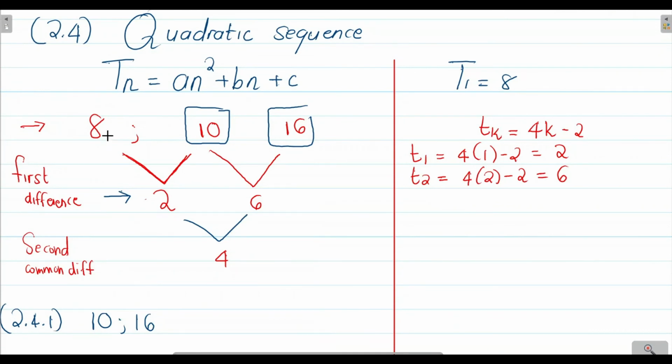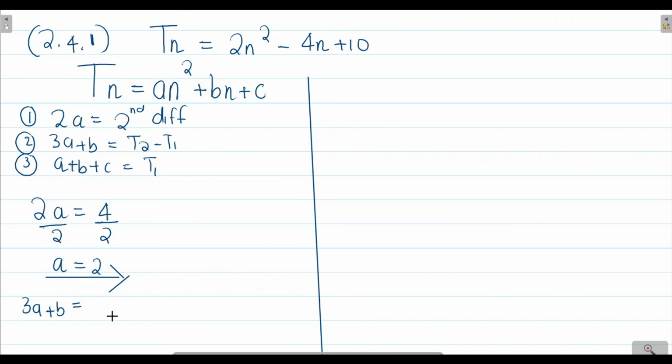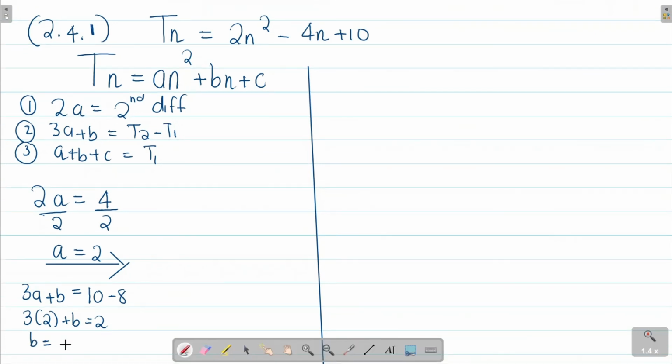Okay, so what is our term 2? This is term 1. This is term 2. Term 2 is 10 and t1 is 8, so 10 minus 8 is equal to 2. So t2 minus t1 is 2, right? And then we already found that a is equal to 2, so 3(2) plus b is equal to 2, right? And if you simplify that further, you find that b is equal to -4.